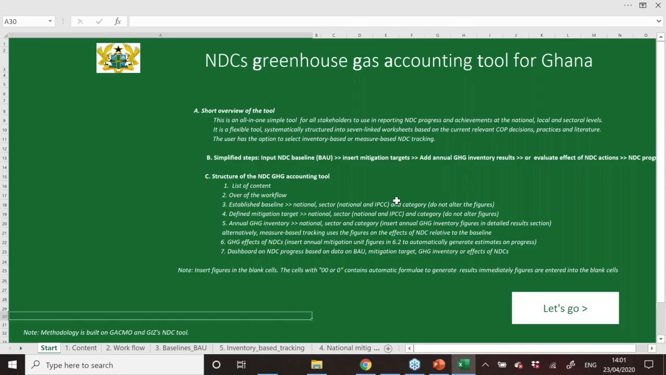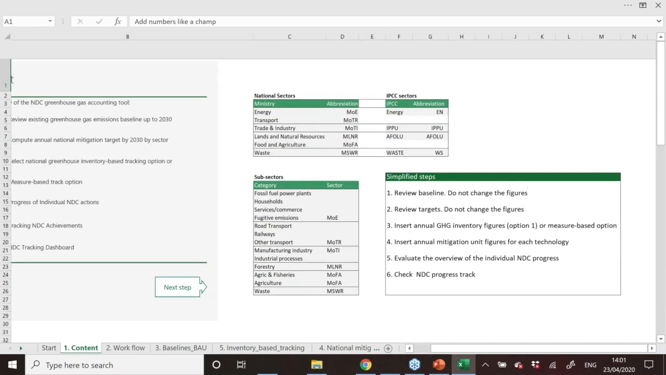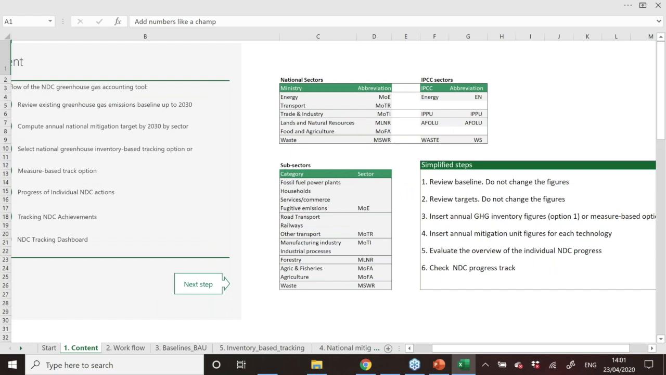This is the NDC tracking tool for Ghana, and as you can see, the first thing you do is to categorize your emission sectors by the national sectors. We have categorized the sectors and linked them to the IPCC sectors. We have also categorized the 20 mitigation actions according to sectors as well.